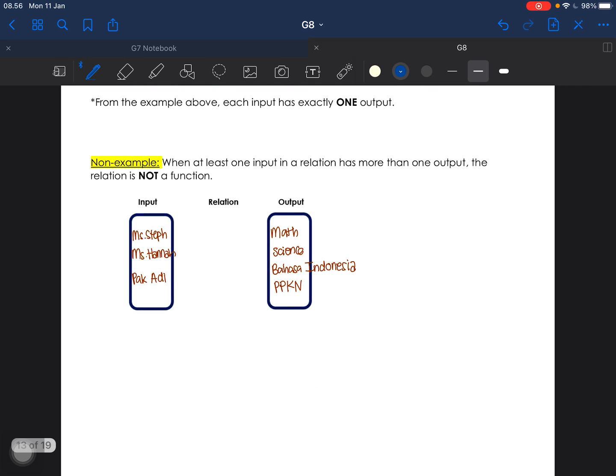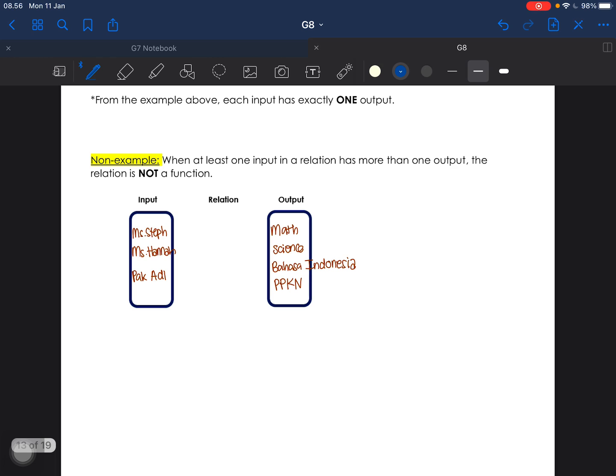Let me show you a non-example though. A non-example means something that's not a function. When at least one input in a relation has more than one output, the relation is not a function. So whenever you see that one input has more than one output, that's when you know.